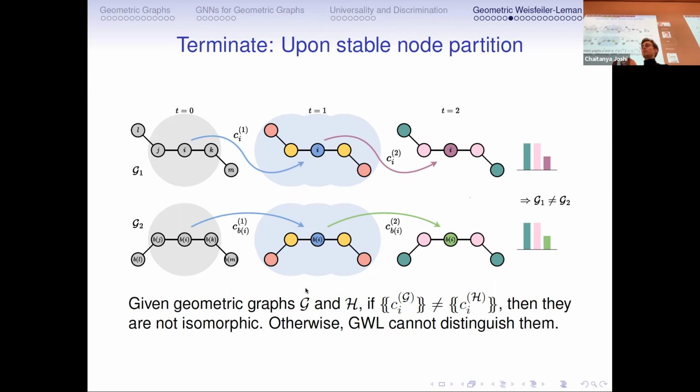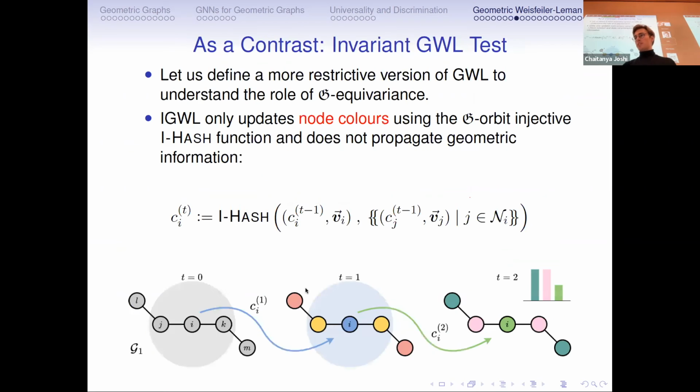So you'll see that ultimately the histogram of colors changes because at the second step, this node will know that I've got an elbow neighbor and another elbow neighbor, which are both oriented in different ways to each other than they are in this case. So this is the termination.